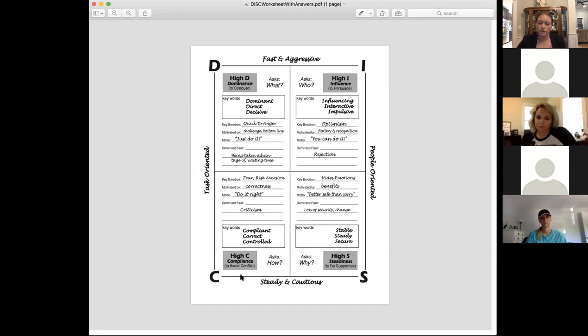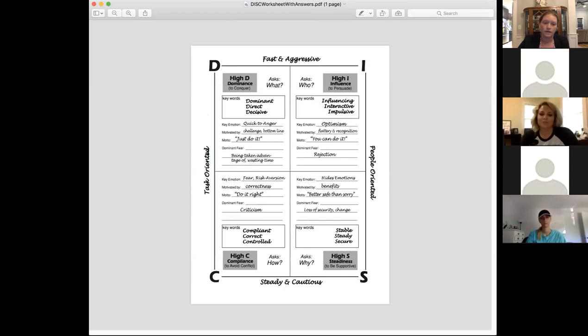Your S's and C's, when they know all of the details, they tend to move really fast. Once they know the system, once they've got the kinks worked out, they can move lightning fast. And when you walk into a room, they're going to be your more quiet and reserved types. They're going to be taking it all in, okay?